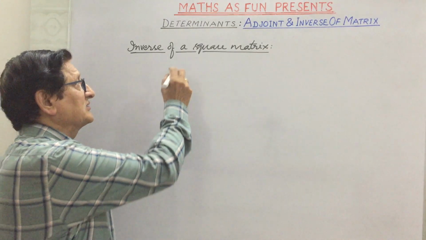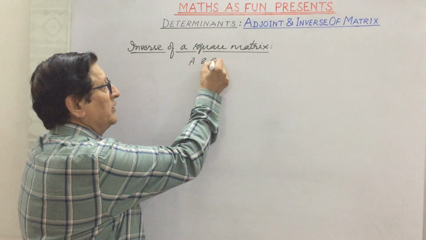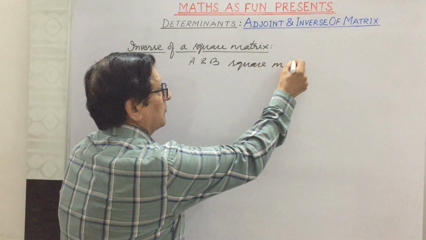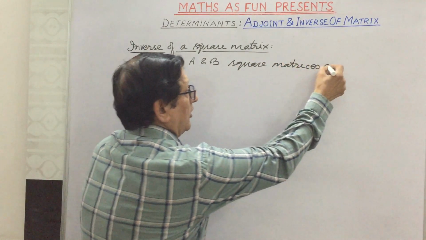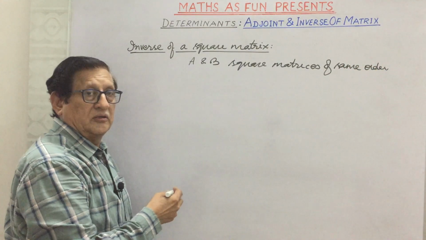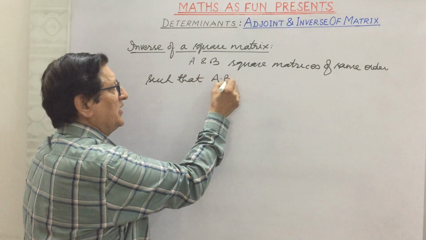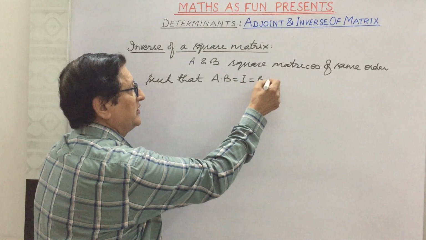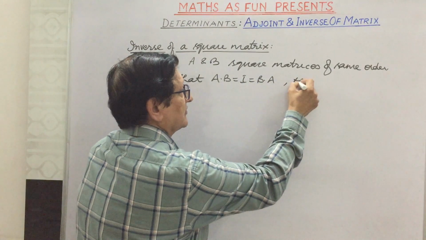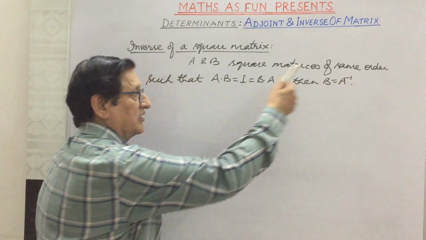See, first we revise the concept of inverse, that is we have A and B, any two square matrices of same order such that A into B is equal to I is equal to B into A. Then we say that B is the inverse of A and represented as A inverse.